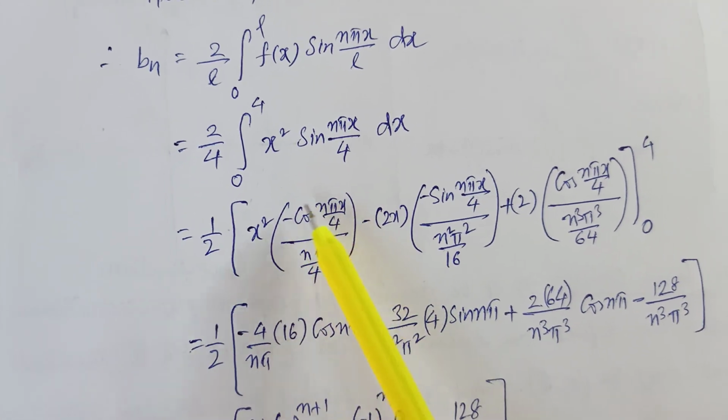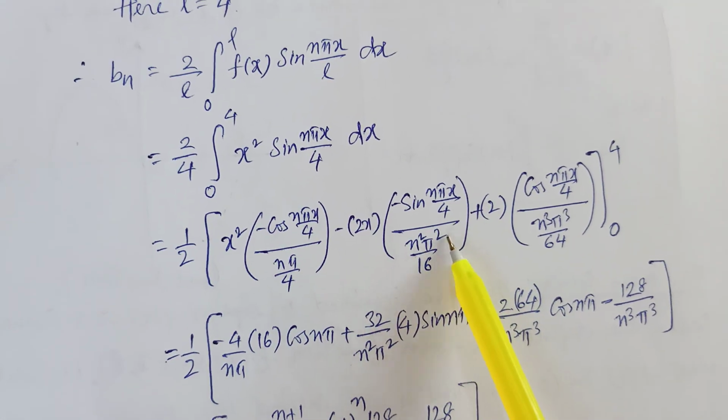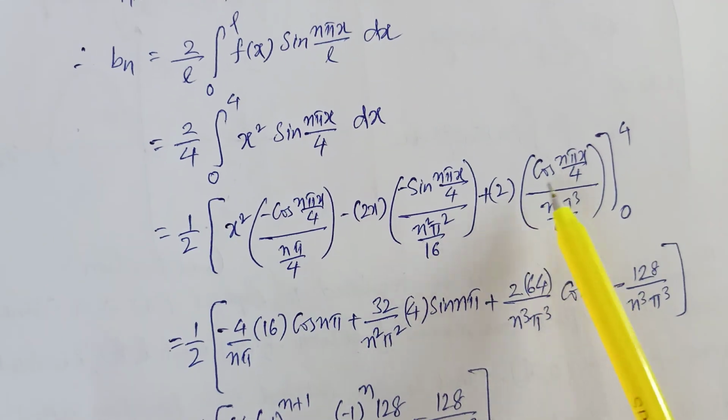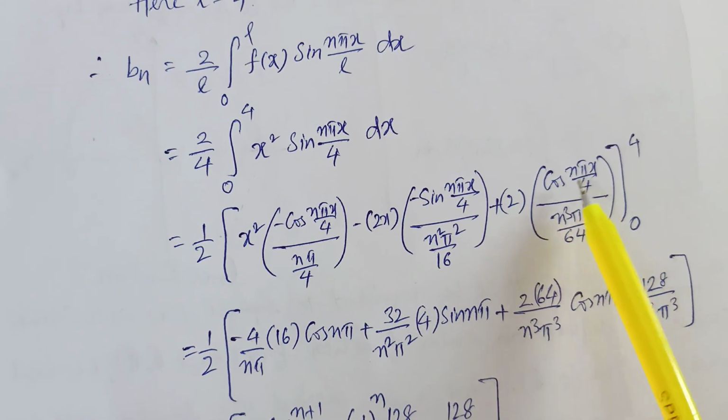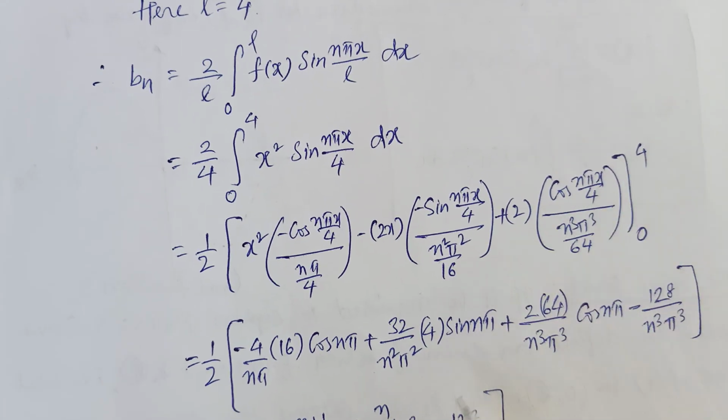The integration of this is minus sin n pi x by 4 by n square pi square by 16, plus what is the derivative of this? 2. And integration of this is cos n pi x by 4 by n cube pi cube by 64, from the limit 0 to 4.